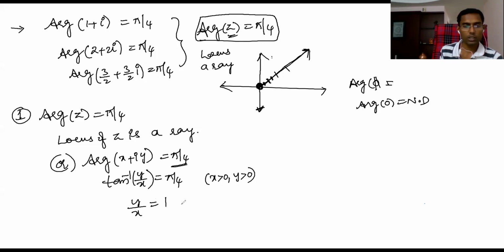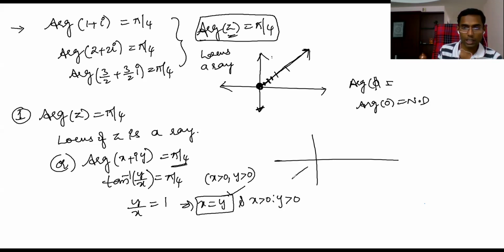So that implies x equals y, or y equals x is the equation, and also x greater than 0, y greater than 0. Please try to understand. x equal to y is this line. But I am saying x positive, y positive, so this part won't come, and the origin is also not there. So what is there? This line in the first quadrant, that means this is also a ray. That way also you can solve.